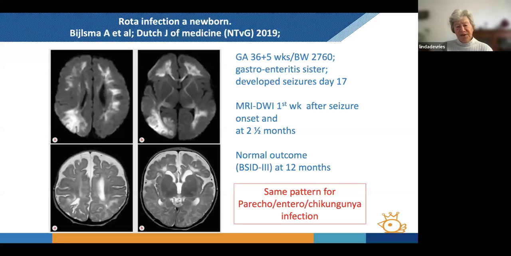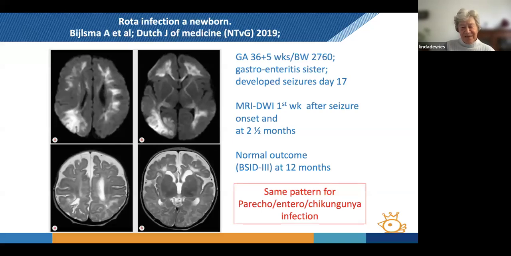And then the viral infections, I think they're very, very interesting. I know that in Australia, you had a lot of parvovirus and more severe than we had in Europe. But this is a case of rotavirus, and all these viruses, rota, entero, parecho, chikungunya, they all have the same kind of imaging pattern, looking a little bit like PVL with the white matter, the corticospinal tracts, and subsequent cystic evolution. But it's also very interesting, and I don't really understand it.